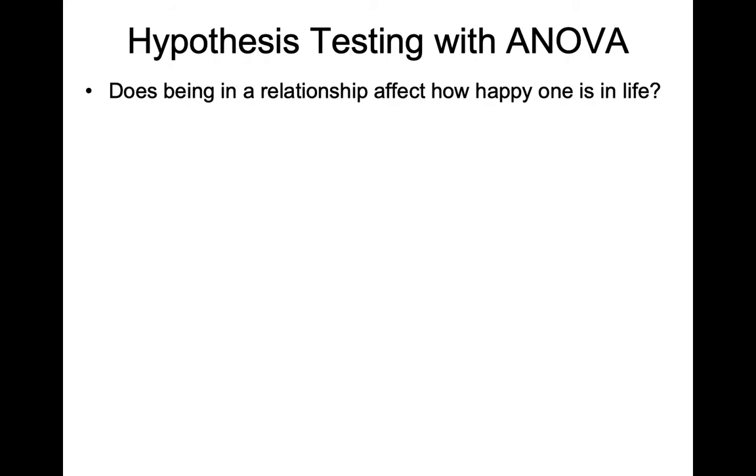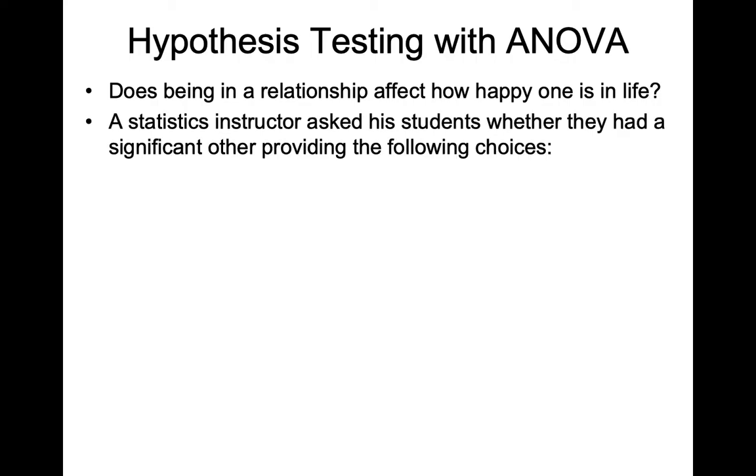All right, so let's just do another example. I went over an example in the last lecture, but let's do another one to get a feel for how we calculate these F ratios. I had relationships on the mind as I was creating these examples, but we're just going to ask whether being in a relationship affects how happy one is in life.